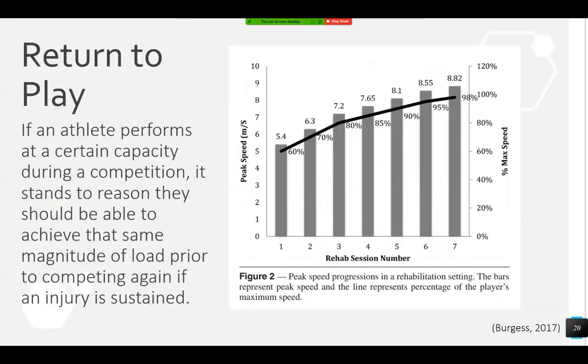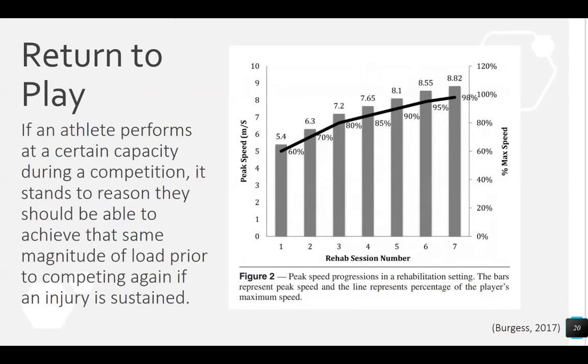So return to play is another one that we can see here. It might not be 100% depending on your role, but working with the athletic trainer, this is one of our goals for the future: to be able to say what an athlete experiences in game. If they're going to get back into a game setting, we need to be pretty close.